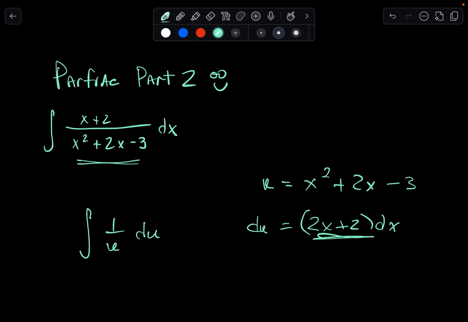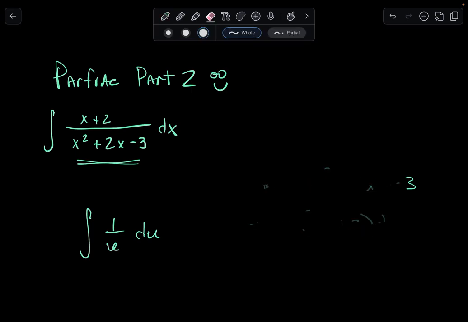So this integral should be done with partial fractions, and I'm just going to use the partial fractions technique from the previous video to rewrite this expression into a simpler form, right? So that's what I'm going to do.